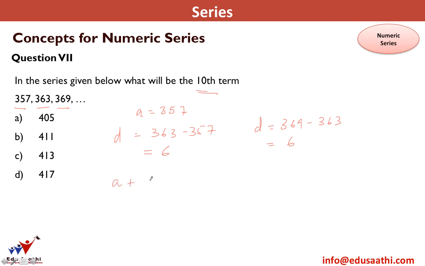So A plus (10 minus 1) multiplied by D, or this gives me A plus 9 times D. A is what? 357. 9 multiplied by 6. Sorry, this is not 354, this is 357. Then I have 357 plus 54. This gives me 411 as the 10th term. So this is my correct answer option here.